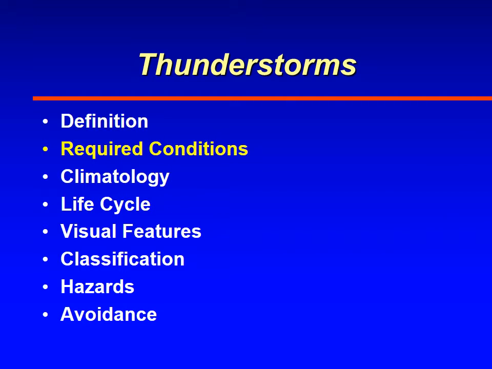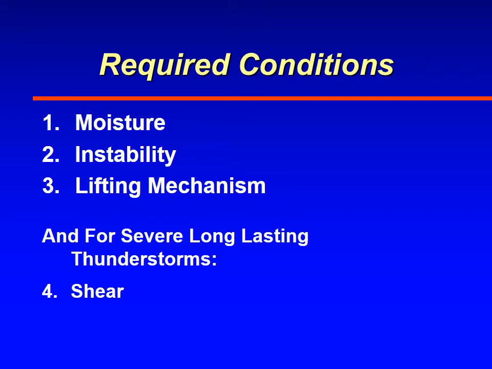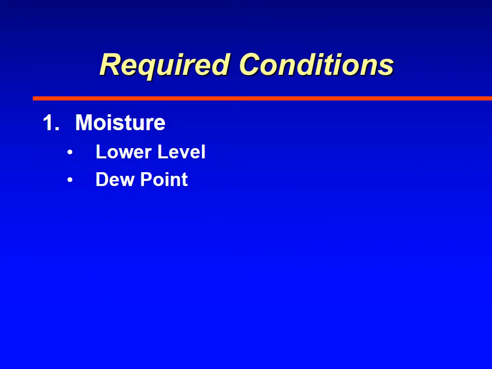Okay, now let's take a look at the required conditions for the formation of thunderstorms. You probably remember this from private pilot days or from your atmospheric science 110 class, that the required conditions, there are 3 of them: moisture, instability, and lifting mechanism. A lot of people don't realize that there's a 4th requirement for severe and long-lasting storms, and that is strong shear. So we'll take each one of these one by one.